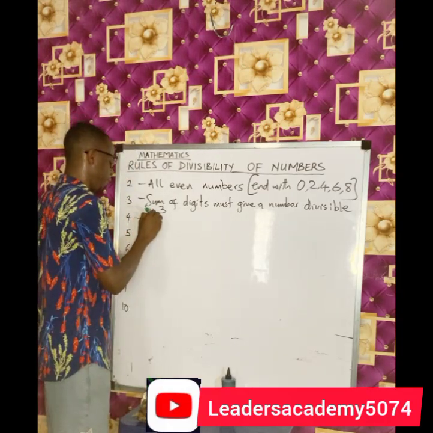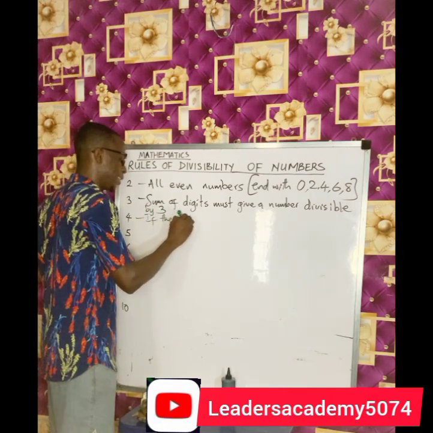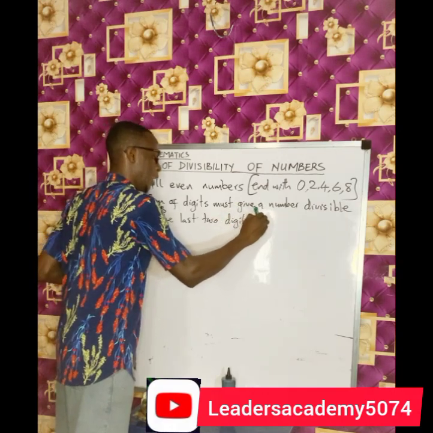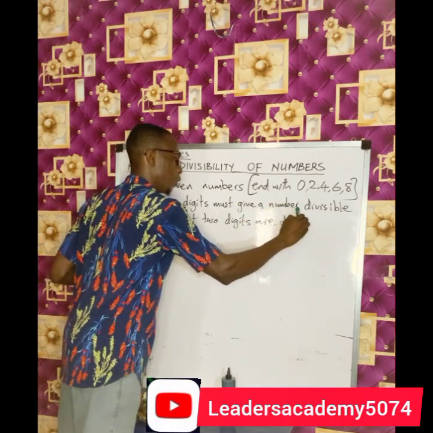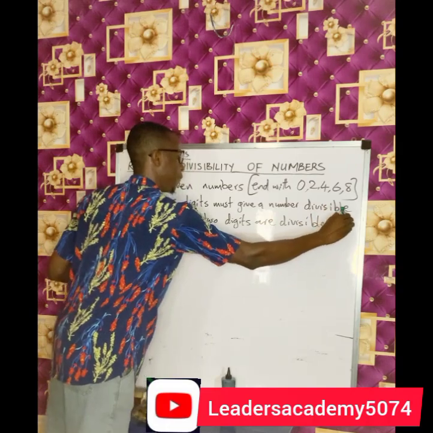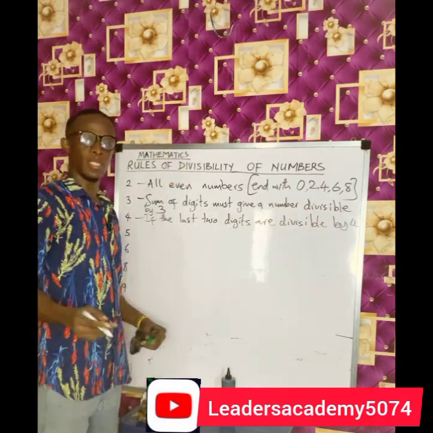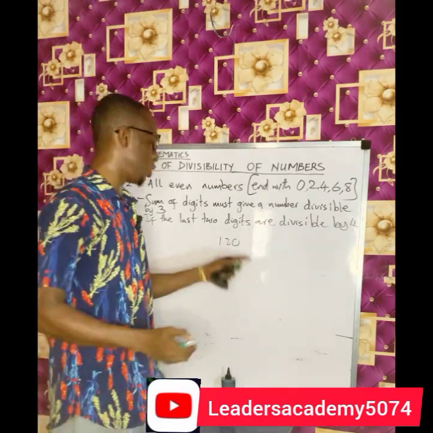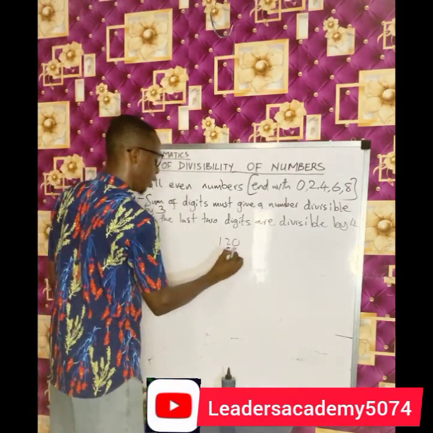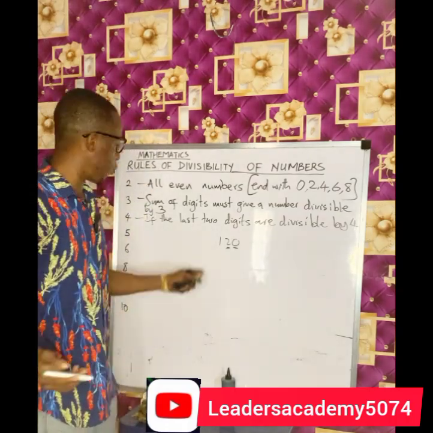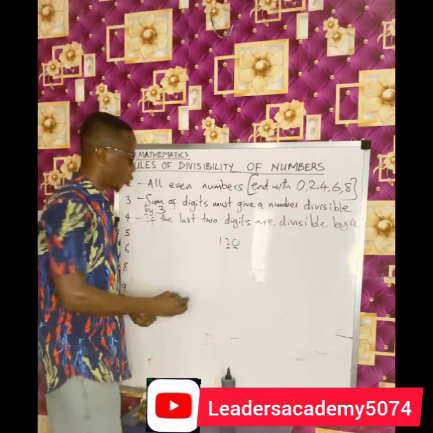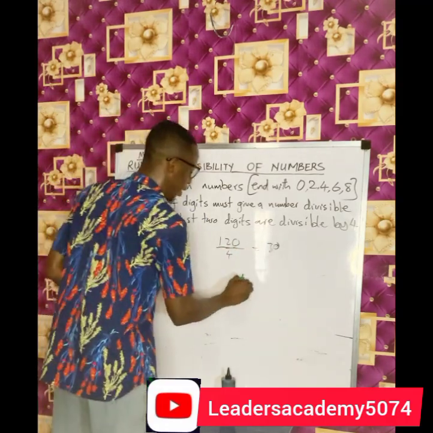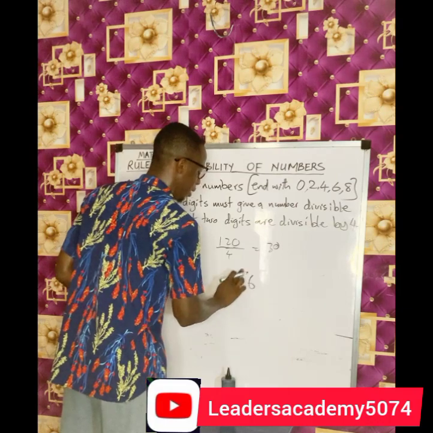So if the last 2 digits are divisible by 4, we look at this number. Let's say 120. The last two digits here are divisible by 4. 20 is divisible by 4. Therefore, 120 is divisible by 4. So 120 over 4 gives you what? 30. Are we there?